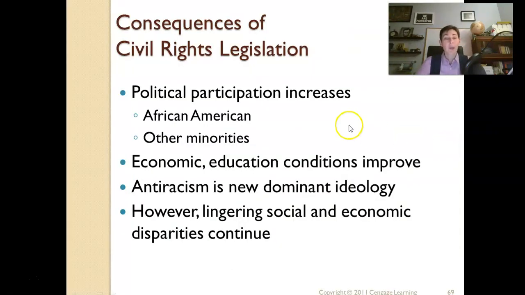So some consequences. We do have massive political participation increases, not just in African Americans, but also in other minorities who were discriminated against as well. You have economic and educational conditions improve. They don't equal that of white populations, but they do improve. Anti-racism has become the new dominant ideology in fighting against the systemic inequality. But we do have, as I mentioned earlier, lingering social and economic differences and disparities.